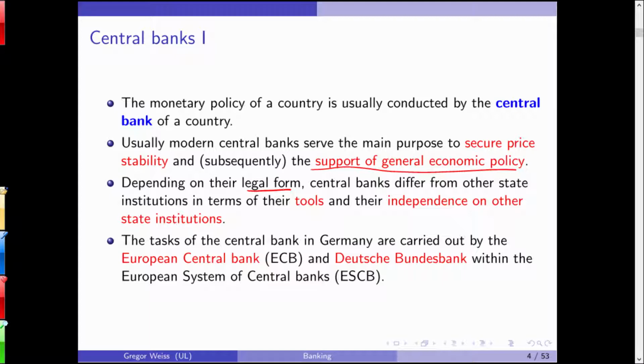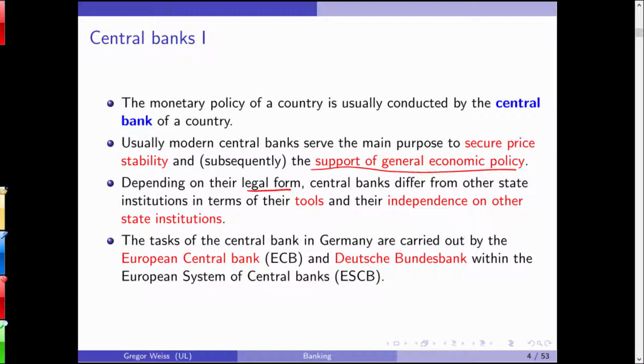And now to understand the functions of a central bank, it's quite informative, I think, to imagine a situation in which you were to form your own country. You have just founded your own country and you are in need of a central bank. Why are you in need of a central bank?